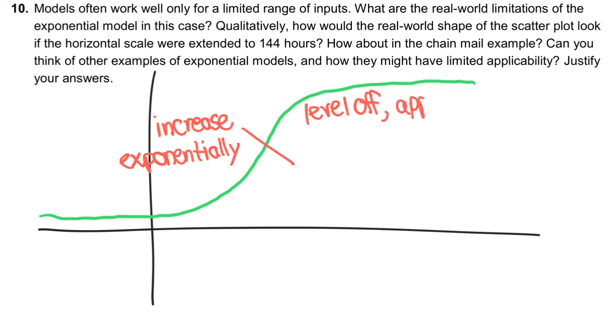And then just something to think about. Can you think of other examples of exponential models? I mentioned a few. And then how would they be limited? One that comes quickly to my mind is just the number of people in the world. Our population keeps growing exponentially, but then we're limited by the resources on the Earth and the space on the Earth.